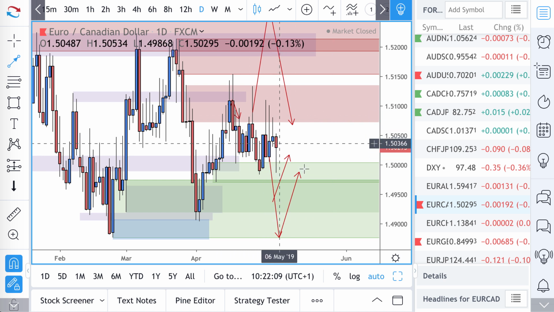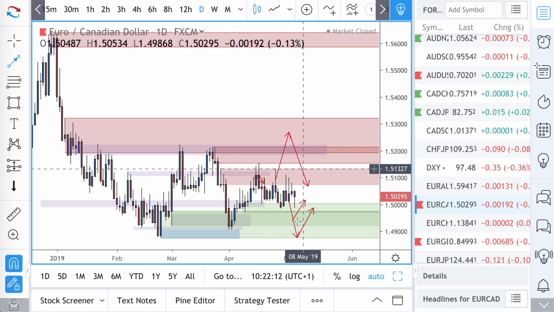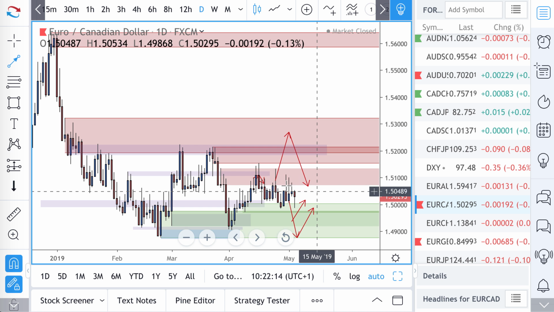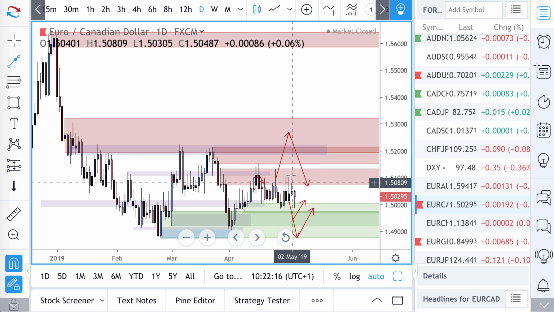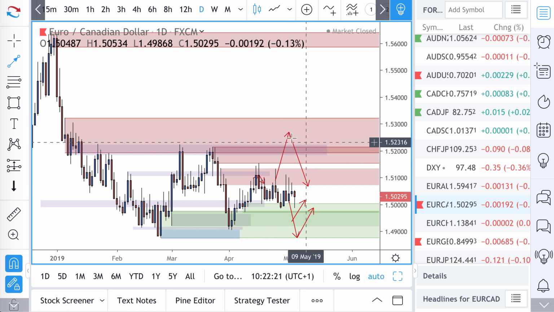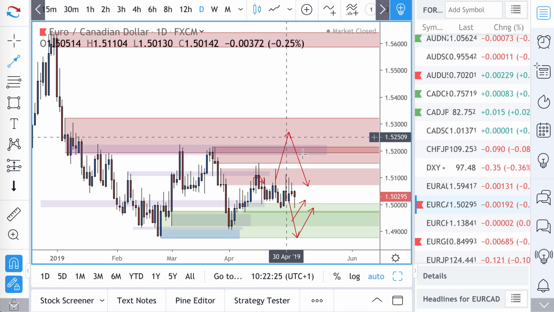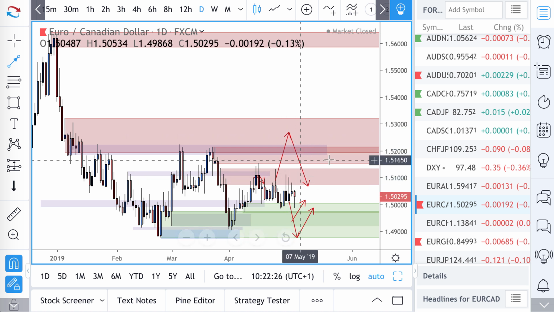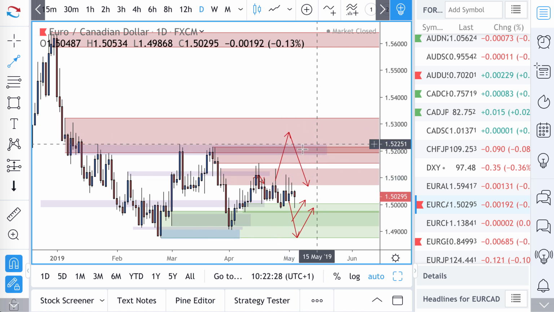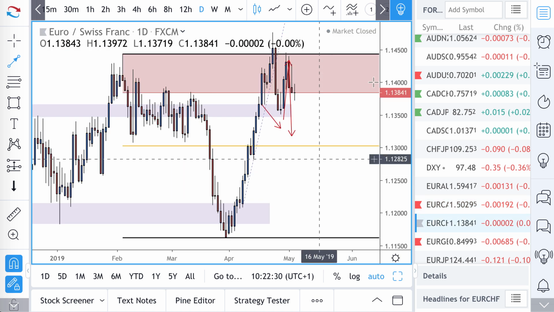Euro CAD, this is just a mess, really. I'm not really looking to get involved in this currency pair, not right now. From a supply and demand perspective, you'd be looking for anything above the fresher zone. If you get some CAD weakness, and CAD is still number 2 when we're up here, get short.